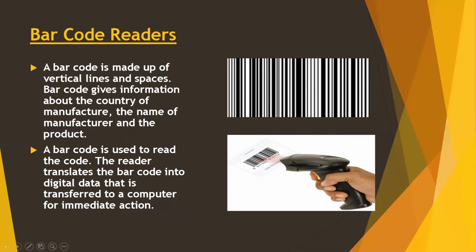A barcode is used to read the code. The reader translates the barcode into digital data that is transferred to a computer for immediate action. Whenever you scan a barcode using this machine, this machine is a barcode reader. The barcode is this one. To read this barcode, we use a barcode reader. It will convert that code into digital data, and that data you can display on the computer. Clear that?